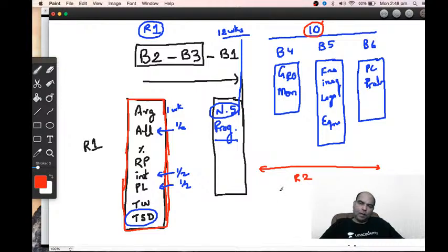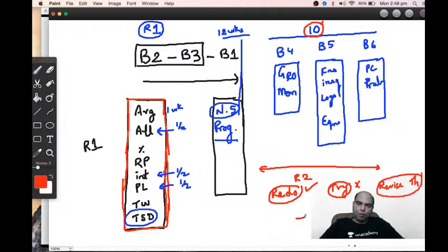And what should you do in round 2? In round 2, the focus should be to redo the initial questions that you have done. Try the questions that you were not able to do. If required, revise the theory. And also, if required, pick up more question banks. These are the 4 things you should do.